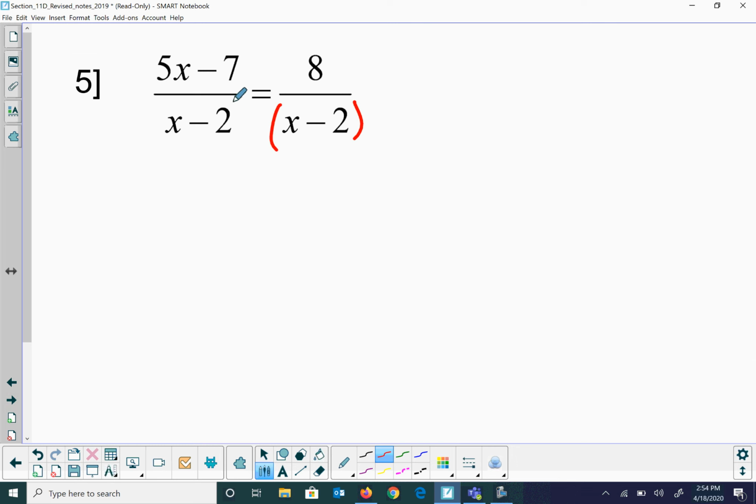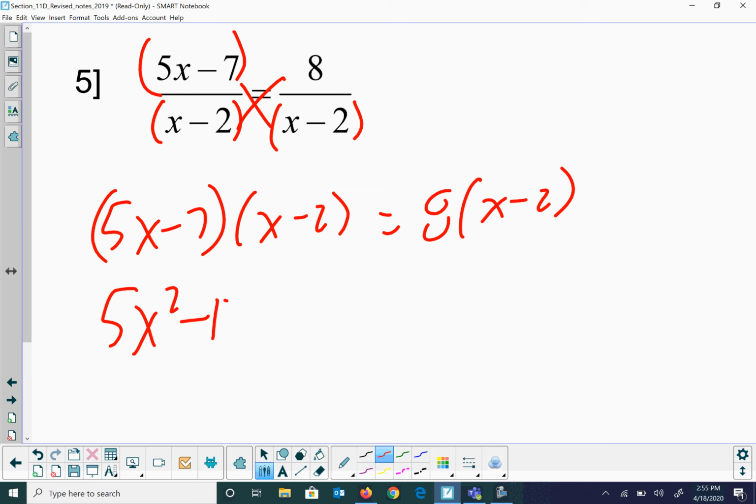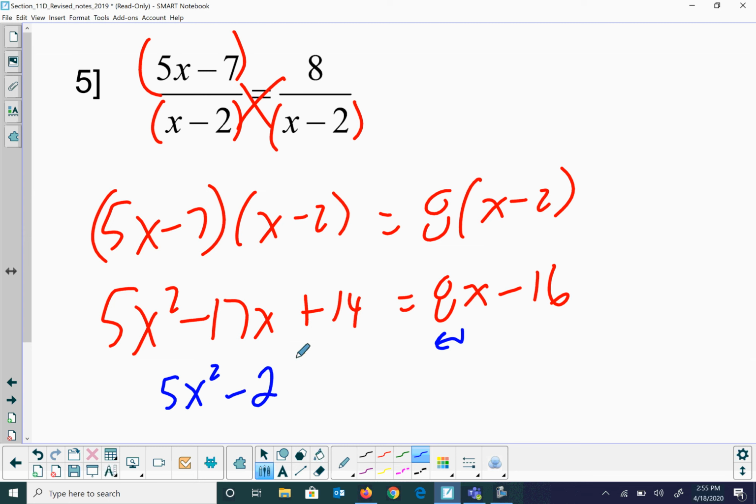Okay, let's put these in parentheses, cross multiply. So I get (5x minus 7)(x minus 2), and I get 8 times (x minus 2). So that's going to give me 5x squared minus 10x minus 17x plus 14 equals 8x minus 16. Let's go ahead and move this over, so I'll subtract it. So I'm going to get 5x squared minus 25x, and I'm going to add that over there, plus 30.